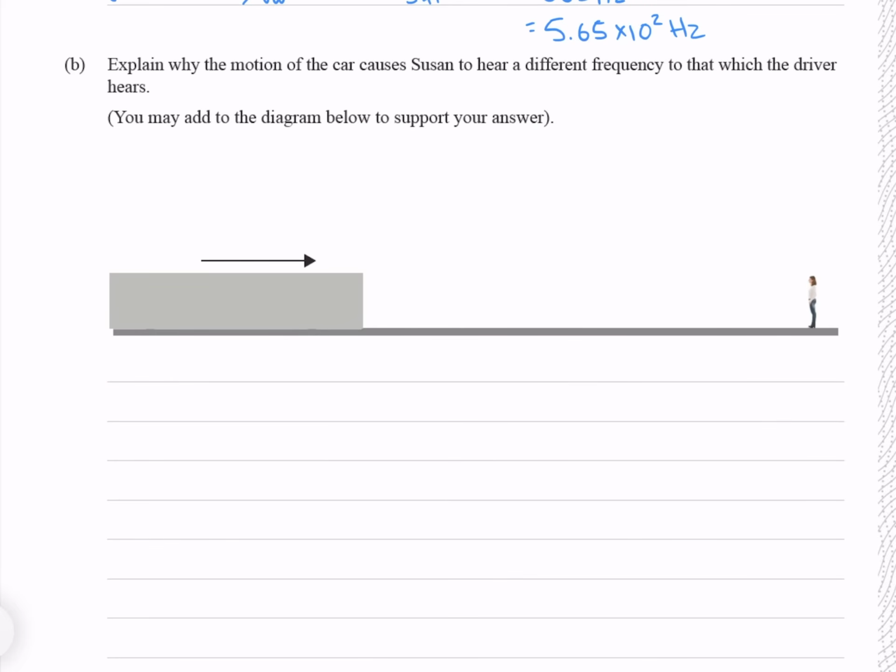Explain why the motion of the car causes Susan to hear a different frequency to that which the driver hears. You may add to the diagram below to support your answer. Allow me to fix the drawing.